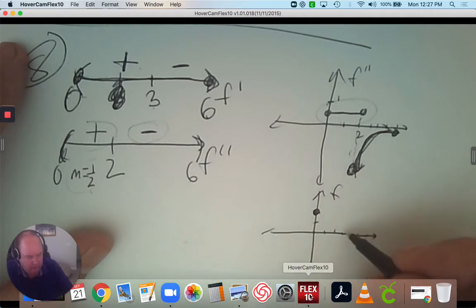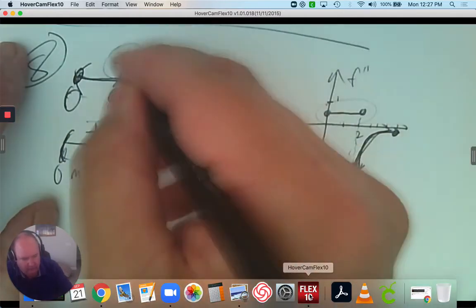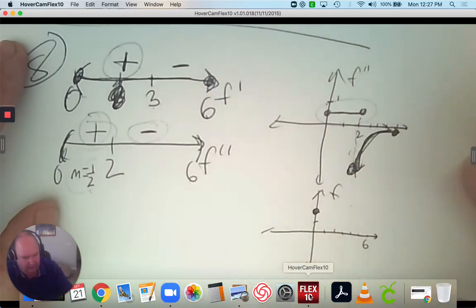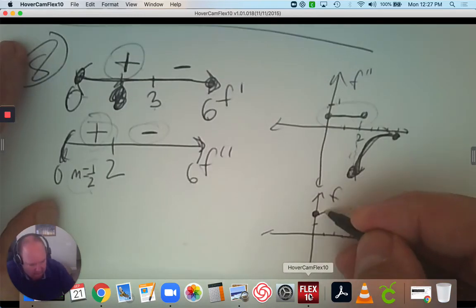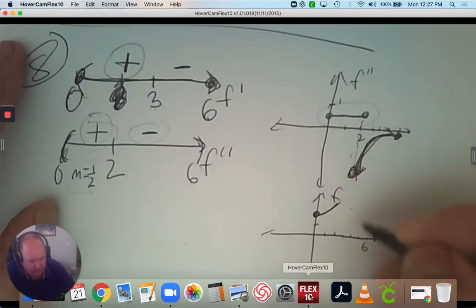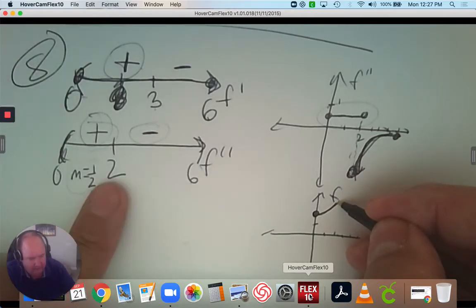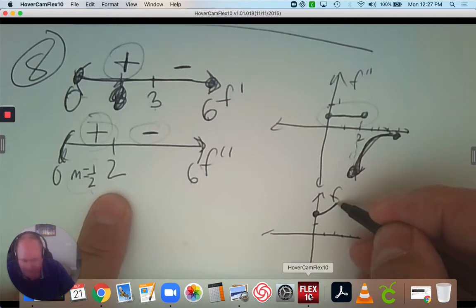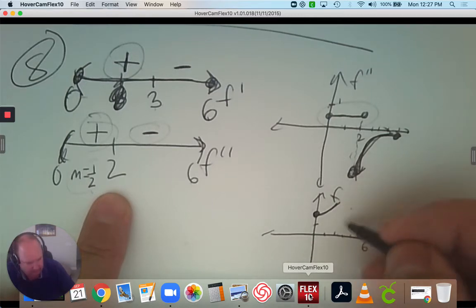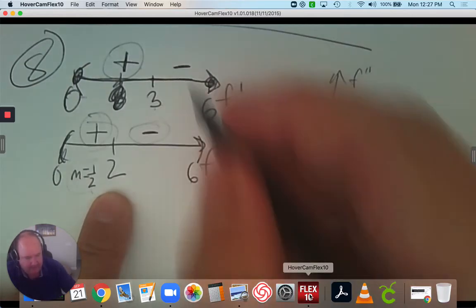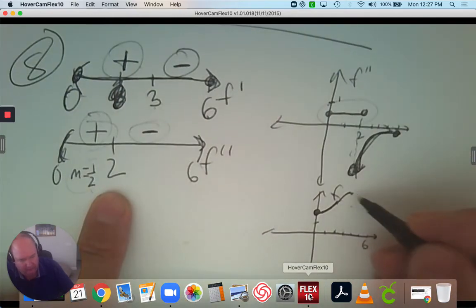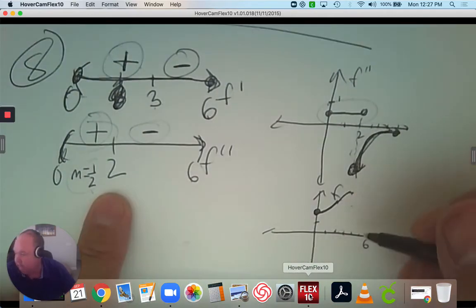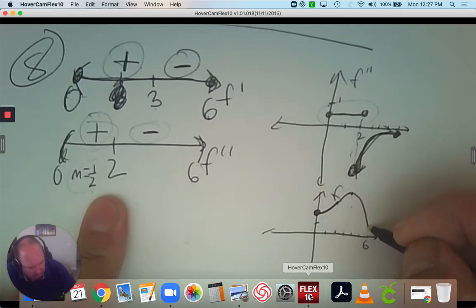So from 0 to 3, it is increasing with a smile. In fact, to 2, it's increasing with a smile. So we're going to increase with a smile. And then at 2, it continues to increase. But now it's going to increase with a frown. So it increases to 2, and then it's going to continue to increase, but with a frown up to 3. At 3, it's no longer increasing, but now it's decreasing, and it frowns all the way to 6.